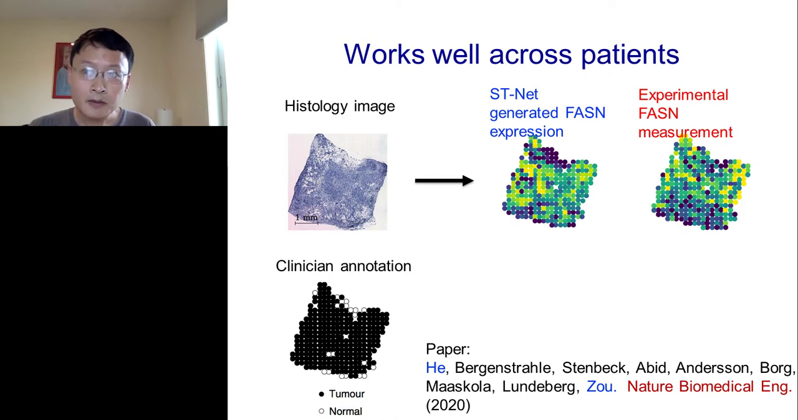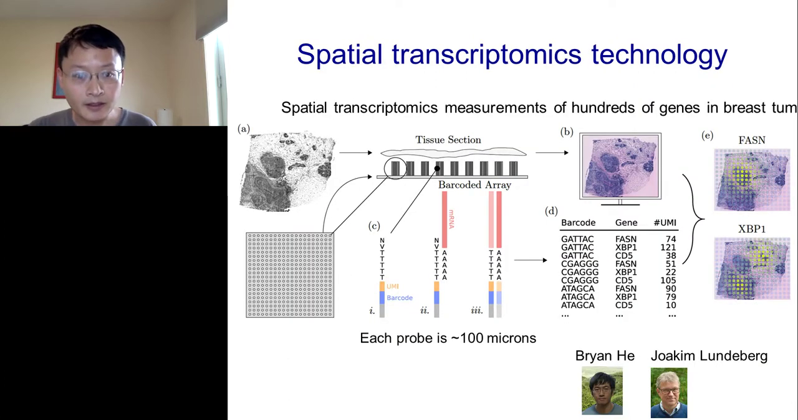Okay, so now I want to take a few minutes to explain in a little more detail how we develop this algorithm and how we validate it and apply it, right? To train the algorithm, we need to collect actual experimental data that are spatially resolved transcriptomes. And this is done in collaboration with my fantastic collaborator, Joachim Lundberg, who is one of the pioneers who developed these spatial transcriptomic technologies.